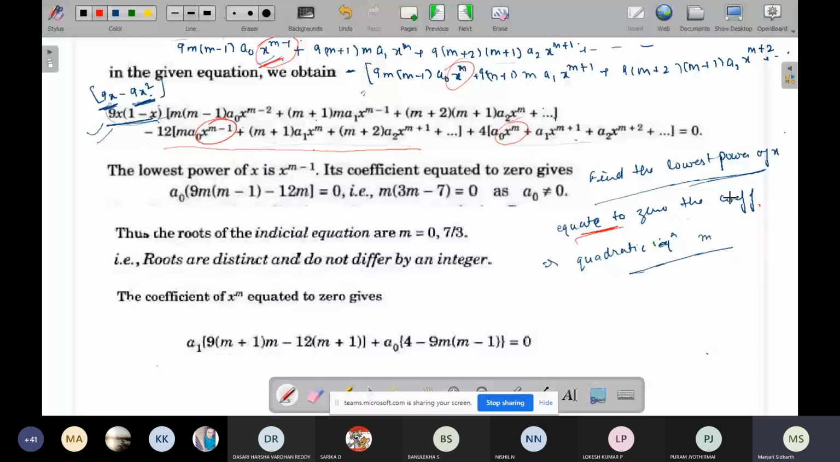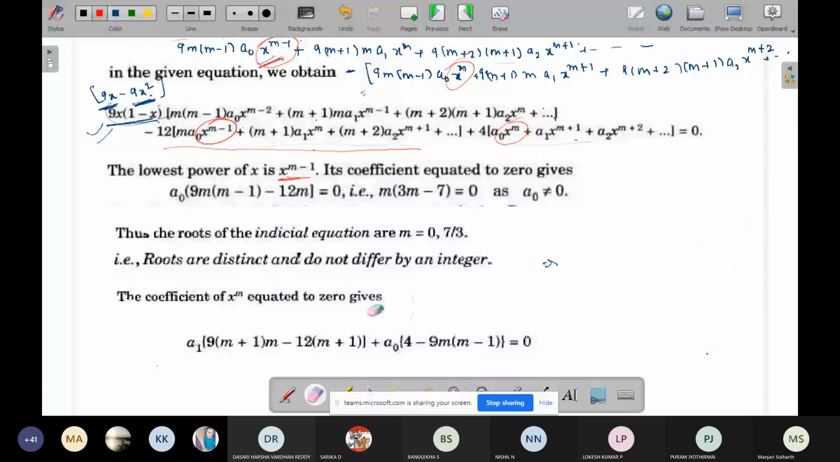Now search for the coefficient of x power m minus 1. I'll tell you here. Coefficient of x power m minus 1, this one. So 9m(m minus 1) a naught. Here coefficient of x power m minus 1, no coefficient. Then one coefficient from here, minus 12m a naught. Right? Then no coefficient of this is equals to 0. That means we are just comparing the coefficients of x power m minus 1 both the sides. So here 0 into x power m minus 1, so 0. Take a naught common. That means 9m square minus 9m minus 12m is equals to 0.